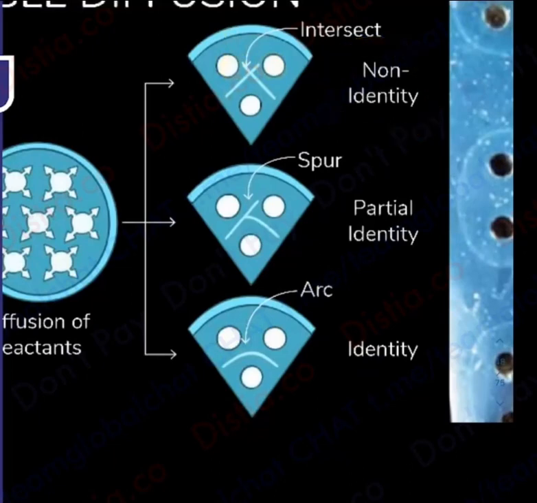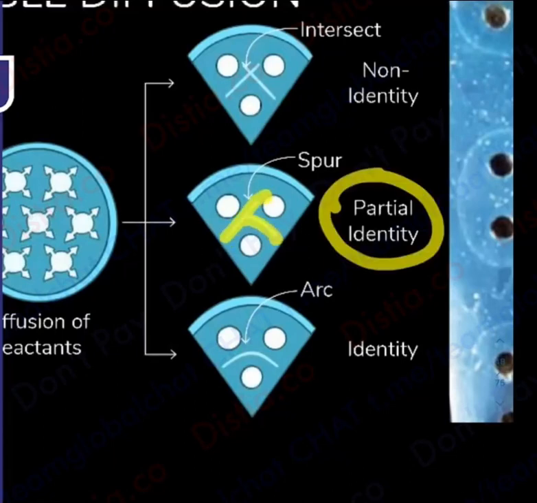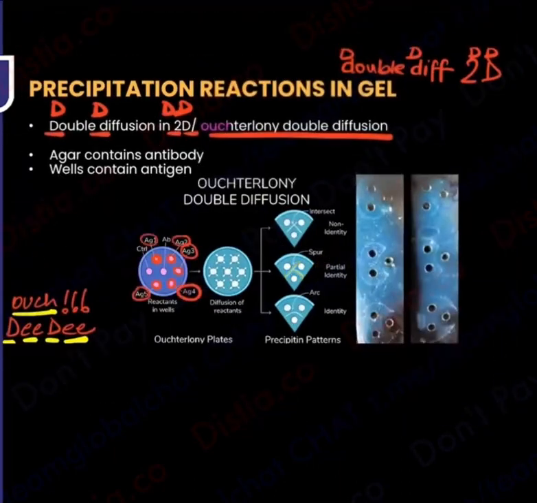And on the other hand, you kind of give a formal hug. Kind of hug, kind of war. That means partial identity. That is known as spur. So repeating once again, if you get a precipitin line which is a common arc, they are identical. If you get a cross, the antigens are non-identical. And if you get a kind of cut and kind of meet, what did I say? Kind of cut and kind of meet, that is a spur formation, that is partially identical.